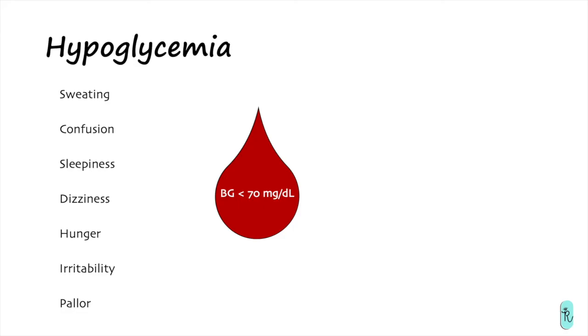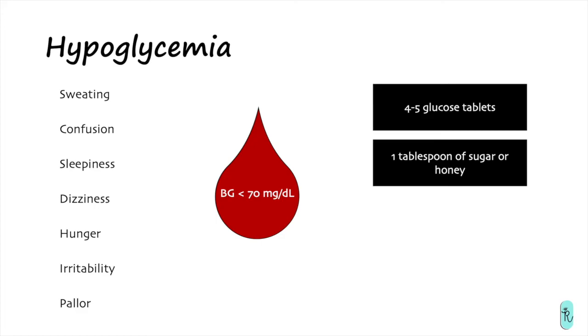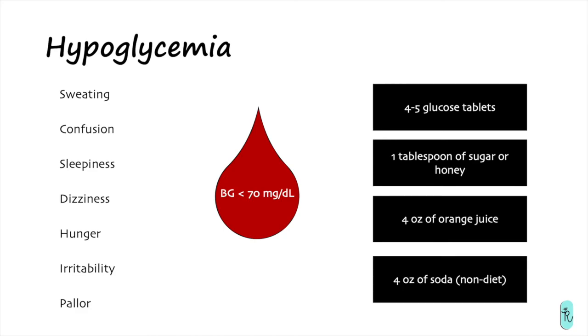Hypoglycemia can be treated by having the patient check their blood glucose and then consuming 4 to 5 glucose tablets, 1 tablespoon of sugar or honey, 4 ounces or 1/2 cup of orange juice, or 4 ounces of non-diet soda. We really need that sugar content. The patient will then wait 15 minutes and then recheck their glucose to make sure it is above 70 milligrams per deciliter. If they are still hypoglycemic, they can repeat these steps again. However, if a patient is unconscious, glucagon will be needed. And patients who are at high risk for hypoglycemia may need a prescription for glucagon on hand.